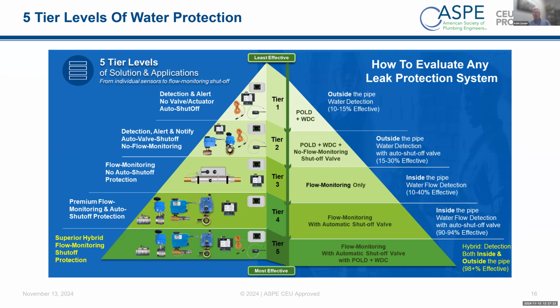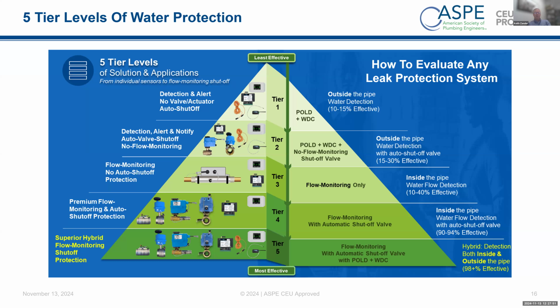It's what we call outside the pipe water detection. And insurance companies have dictated that, just in general, it's about 10 to 15% effective. What does that mean? That means 85 to 90% of the time, when you get a leak, when these devices go off, when they start buzzing and beeping, you're still going to have to file a water claim. The damage is going to be over and above your deductible.